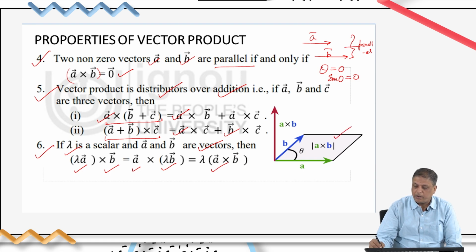And you remember that if A is a vector, say along the x axis, and B is a vector, say along the z axis, then A cross B will be the vector along the y axis, and A cross B is represented into the plane bounded by A and B.